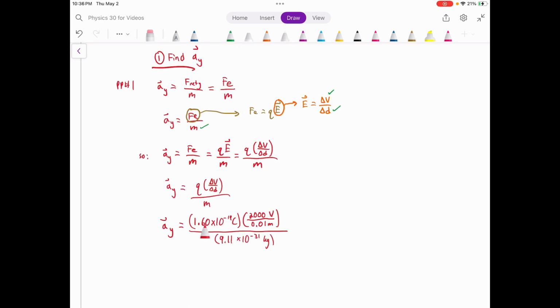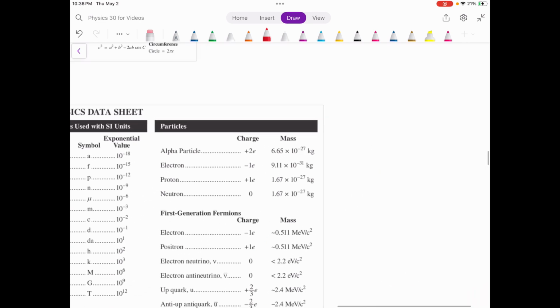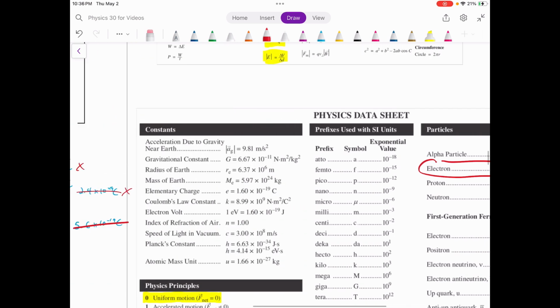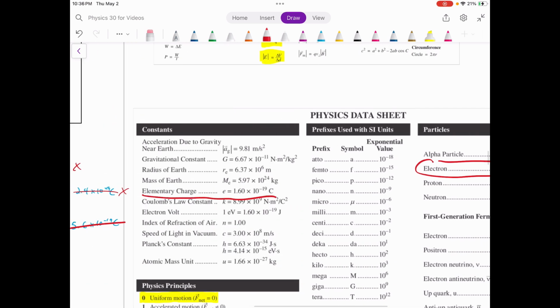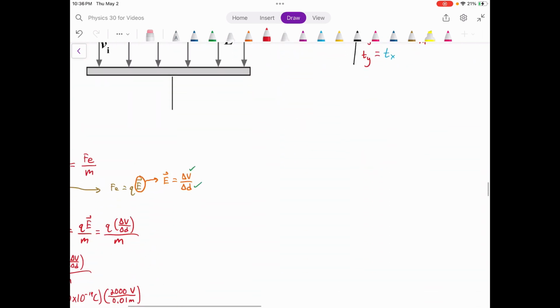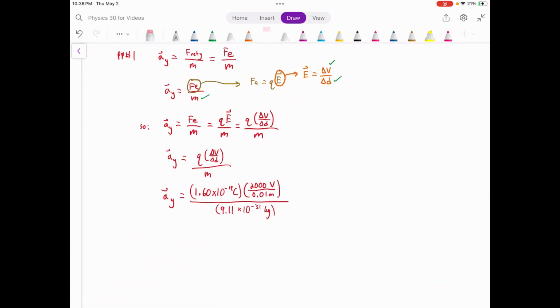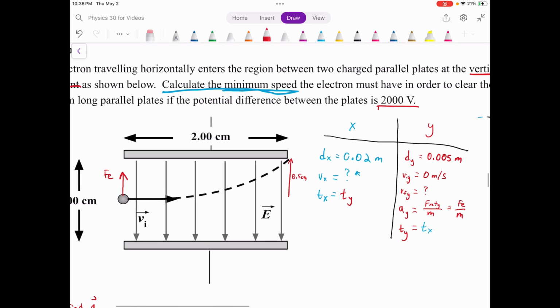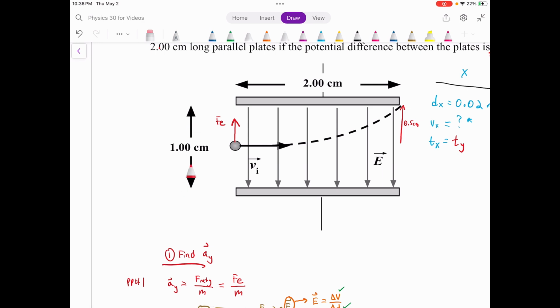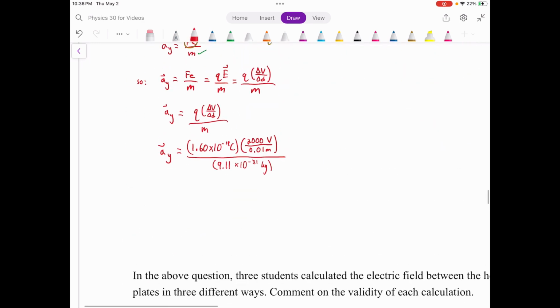Okay, so there we go. Charge and mass of an electron, again, those just come from the formula sheet. Mass 9.11 times 10 to the negative 31. Elementary charge, 1.6 times 10 to the negative 19. The voltage was given in the question as 2,000 volts, or 2,000 joules per coulomb, and the separation distance was given as 1 centimeter, or 0.01 meters. So plugging that all into my calculator carefully, I got that the acceleration in the y-axis would be 3.5126 times 10 to the 16th power meters per second squared.